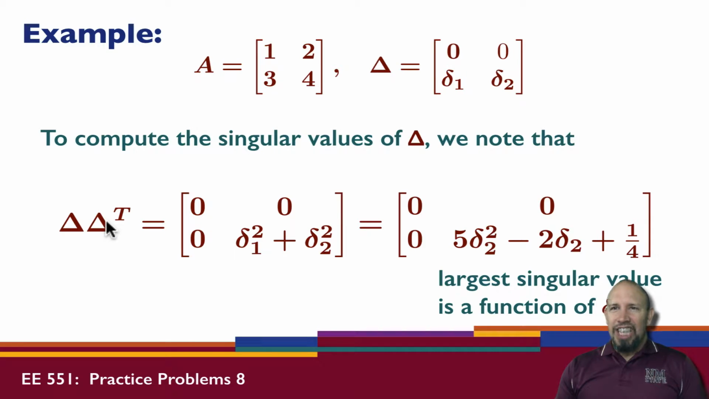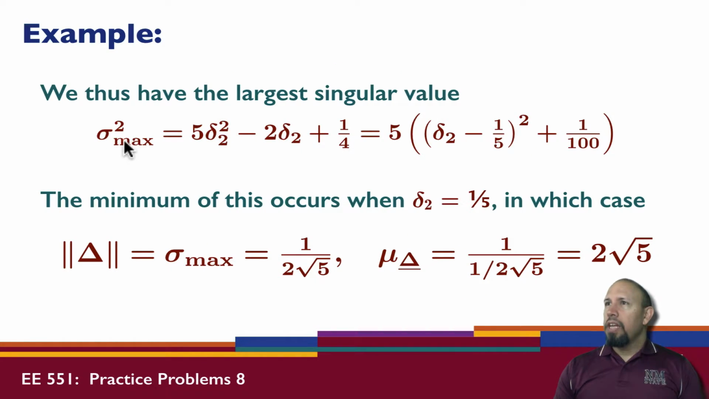And I now want to compute the singular values of delta. So delta times delta transpose gives me this expression. And again, that's for delta 1. I'm going to substitute in what delta 1 is in terms of delta 2, and I get this expression. Okay, and notice this is a diagonal matrix, and since it's a diagonal matrix, the singular values are along the diagonal. So this is a self-adjoint matrix. Actually, it's a positive semi-definite matrix, and so the singular values for a diagonal positive definite matrix are along the diagonal. So this is the largest singular value, and it's a function of delta 2.